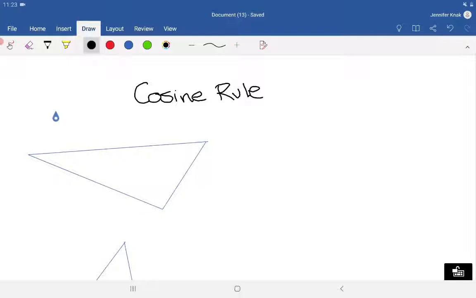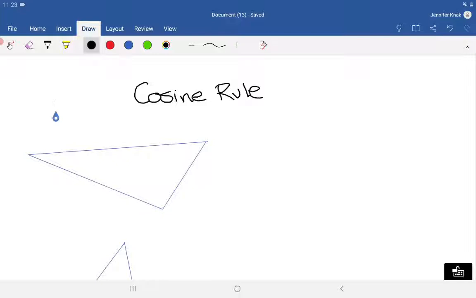So with sine rule and cosine rule, we need different sets of information, and next week we're going to look at how we differentiate that, how you can tell if a question is sine rule or cosine rule. But this week we're really just going to practice cosine rule.